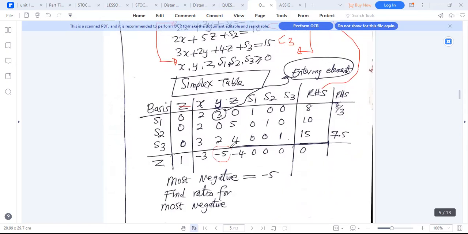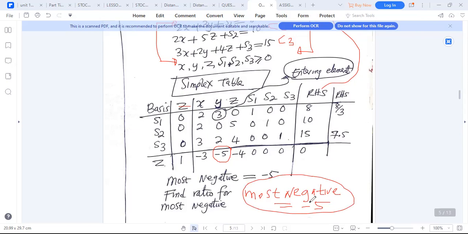So we have to select the most negative. Most negative is -5. Then find the ratio for the most negative column. So here the ratio is 8/3, which is the same as 2.67. Then this is 15 divided by 2, which is 7.5.